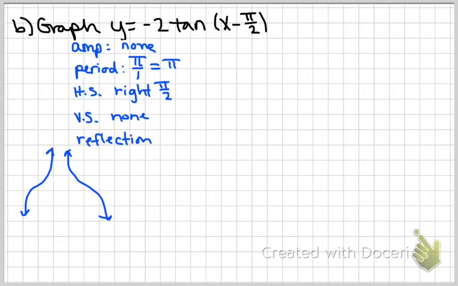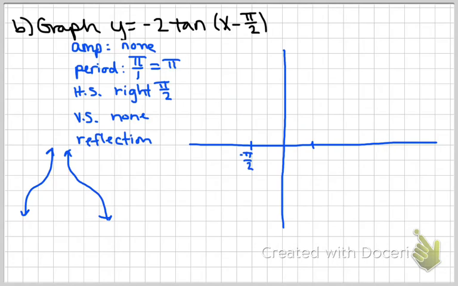So now I'm going to go ahead and draw my axes. Keeping in mind that I didn't go up or down any, so I still need to keep it centered around the x-axis. Typically, with the tangent, if it was just the tangent of x that we were graphing, we would have an asymptote over here at negative pi over 2 and one at pi over 2.